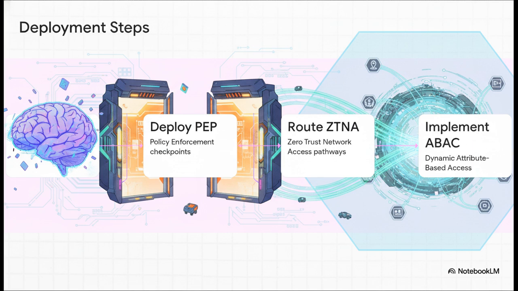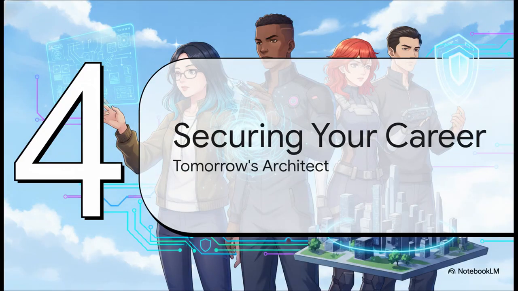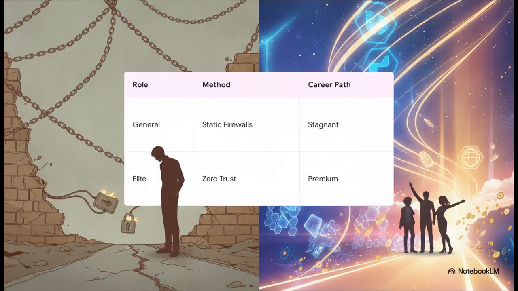And finally, step 4, you implement Dynamic Attribute-Based Access Control, or ABAC. This is a game changer because it means access isn't static anymore. It's constantly evaluating attributes like a user's location, their device health, and even their behavior. Together, these elite methodologies create a living, breathing, software-defined perimeter. And finally, Section 4, securing your career, the architect of tomorrow. Now, what's really interesting about this slide is the incredible contrast in career trajectories we are seeing right now. General security practitioners who are still out there relying on static firewall rules and outdated perimeter concepts, they're facing a severely stagnant career path. The industry is literally moving right past them.